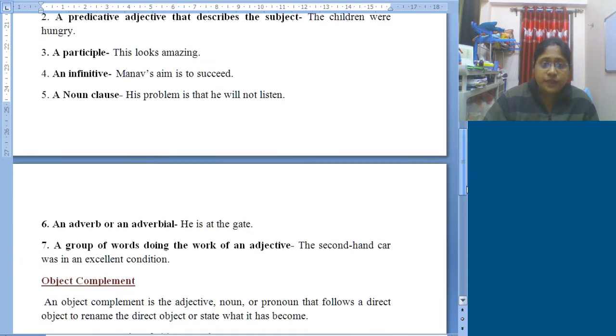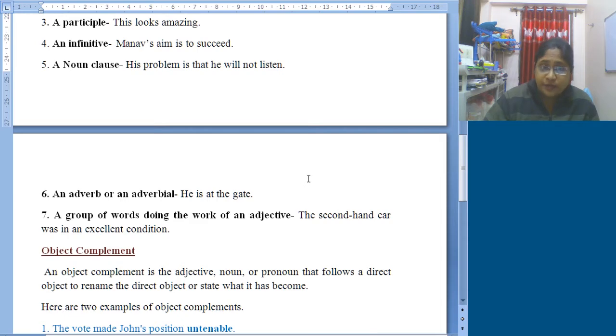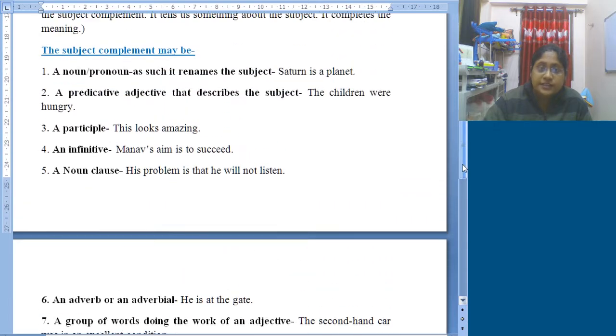It can be an adverb or an adverbial, like he is at the gate. It gives us information about the subject and serves as a complement. It can be a group of words doing the work of an adjective, like the second-hand car was in an excellent condition. This part serves the second-hand car, so obviously it is the complement. I hope you all could understand subject complement.